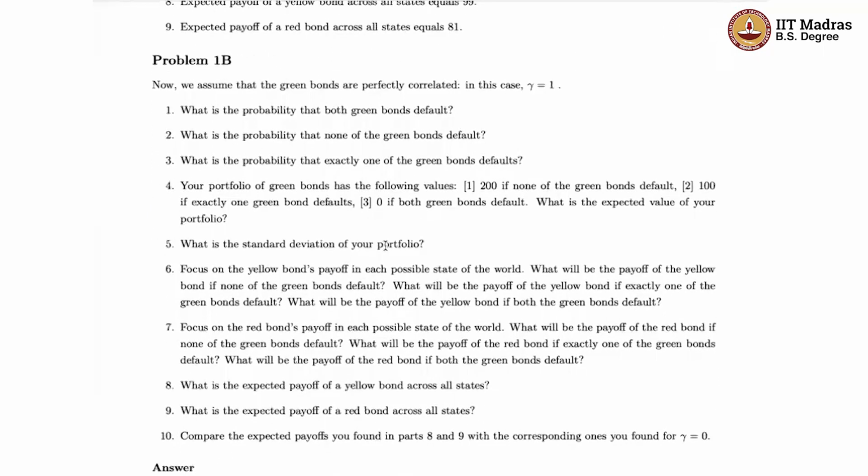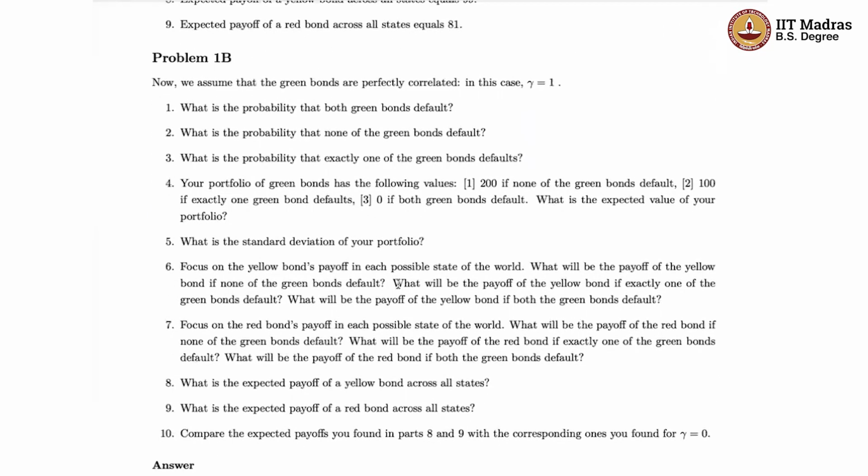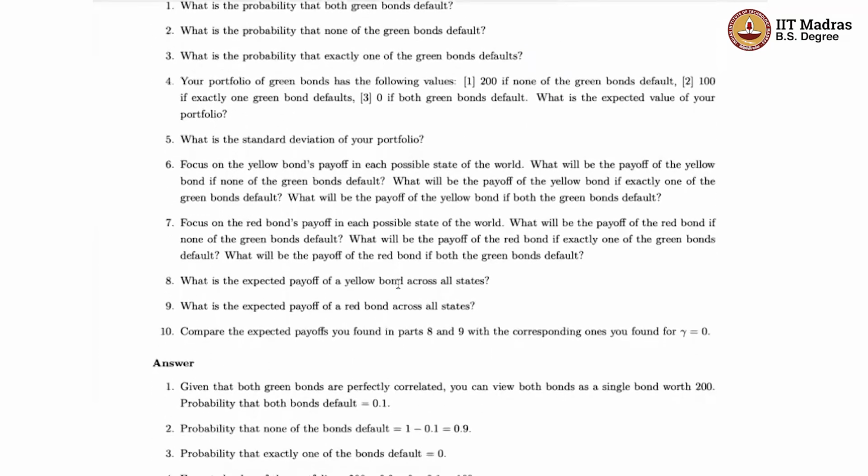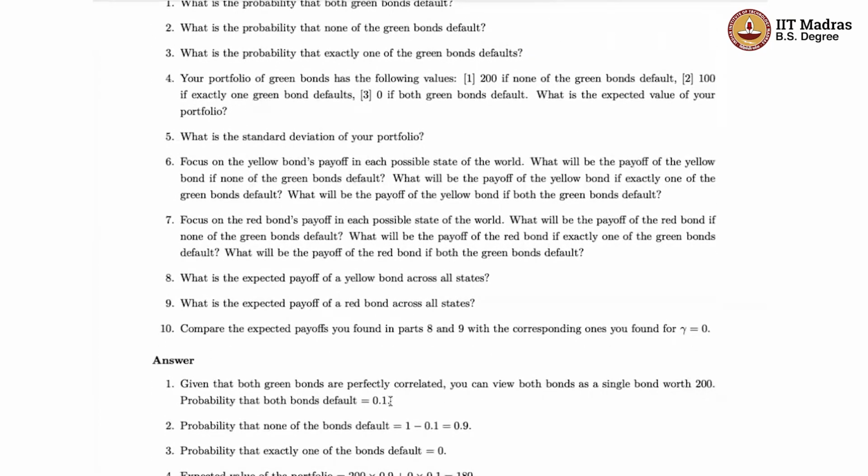And in this case, now we can go back and answer all the same questions that we had answered in the previous example. So what's the probability that both green bonds default? That's going to be 0.1. What's the probability that none of them default? That's going to be 1 minus 0.1, because these are the only two possible cases. So that's 0.9. And the probability that exactly one of the bonds defaults is 0, because in this perfect correlation case you cannot have one of the bonds defaulting while the other is not defaulting, right?